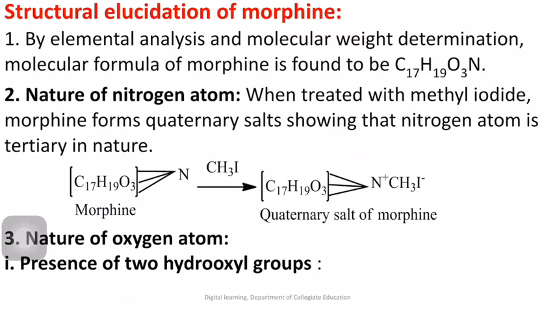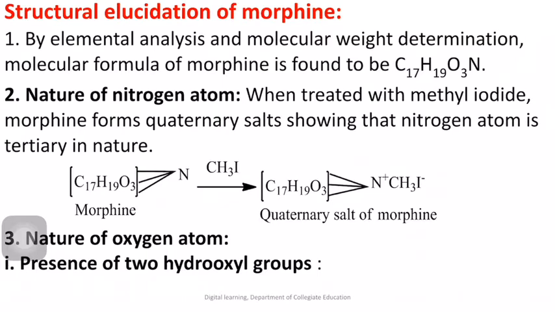So the first step is, what is the nature of the nitrogen atom? When treated with methyl iodide, morphine forms quaternary salts, showing that the nitrogen atom is tertiary in nature. In nicotine also we have shown this, right? There were 2 nitrogens, and we showed that both the nitrogens are tertiary in nature. Similarly, here also we have to find out the nature of the nitrogen atom. Here it contains only 1. So when it is treated with methyl iodide, it forms quaternary ammonium salts, showing that the nitrogen atom is tertiary in nature. See the equation.